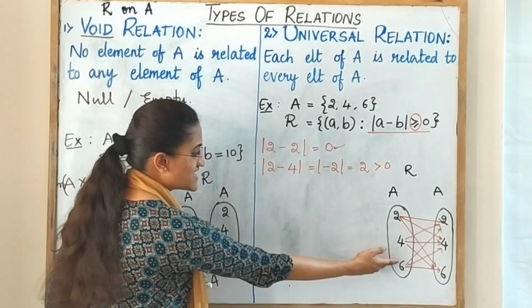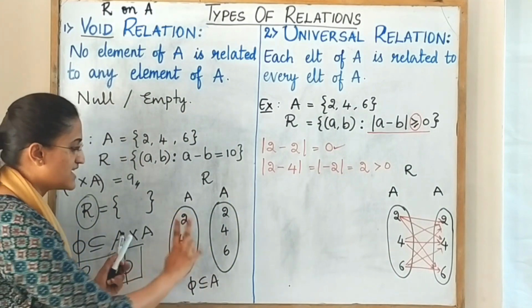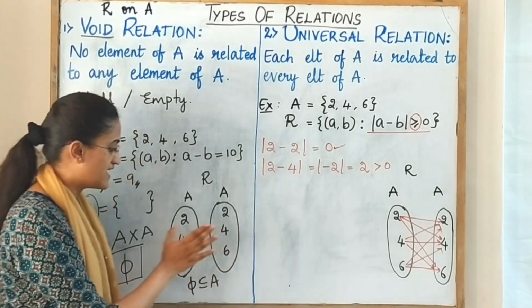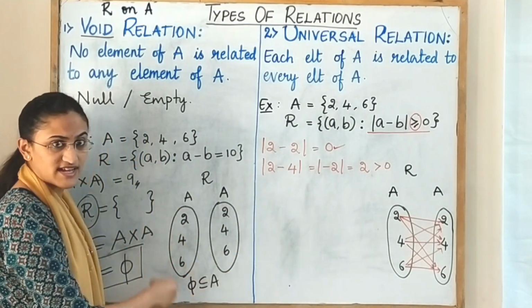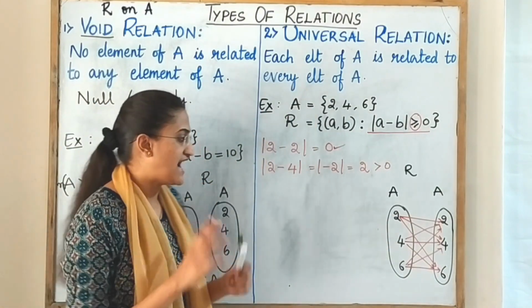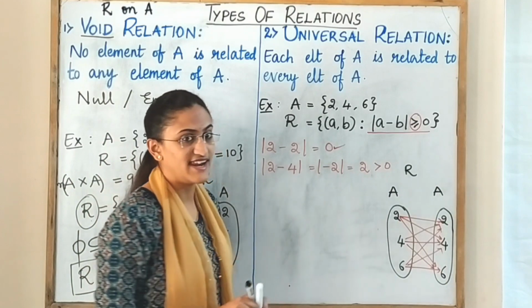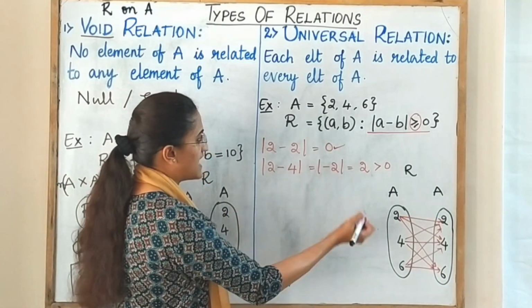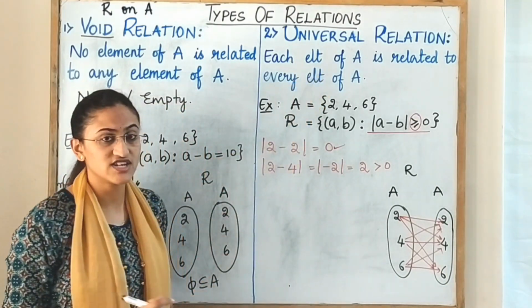Look at this arrow diagram and this arrow diagram. It's completely the opposite one. Here no elements have been connected, but here all the elements are connected, and hence this kind of relation is called the universal relation.